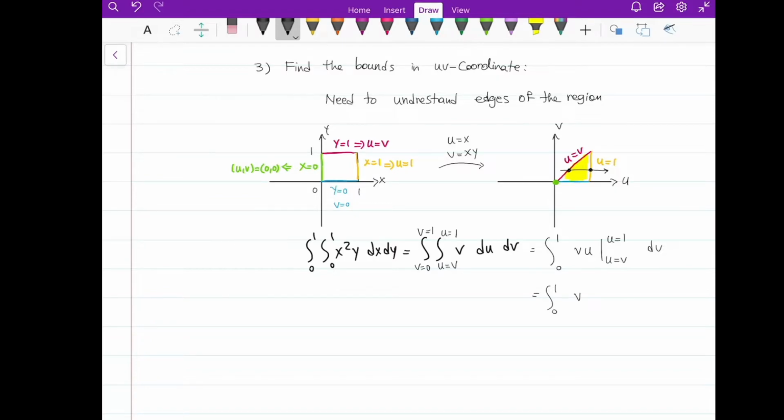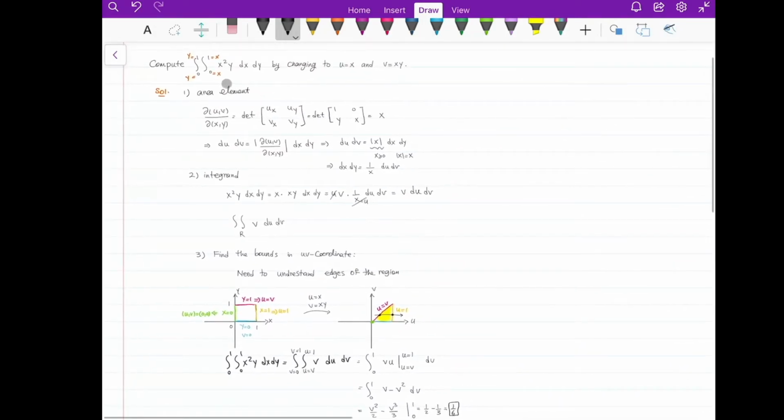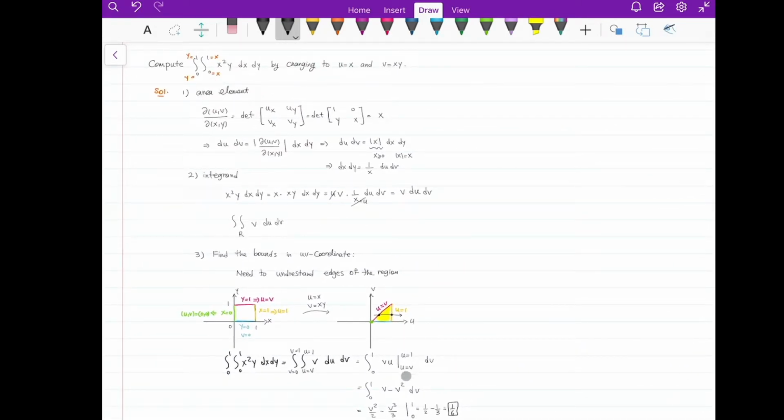I get v times 1 minus v times v, so v squared, and then dv. So it would be v squared over 2 minus v cubed over 3, from 0 to 1. Plug in 1: 1/2 minus 1/3 minus 0, which is 1 over 6. Okay, that's how we use change of variables to transform the area element, the integrand, and also the bounds.